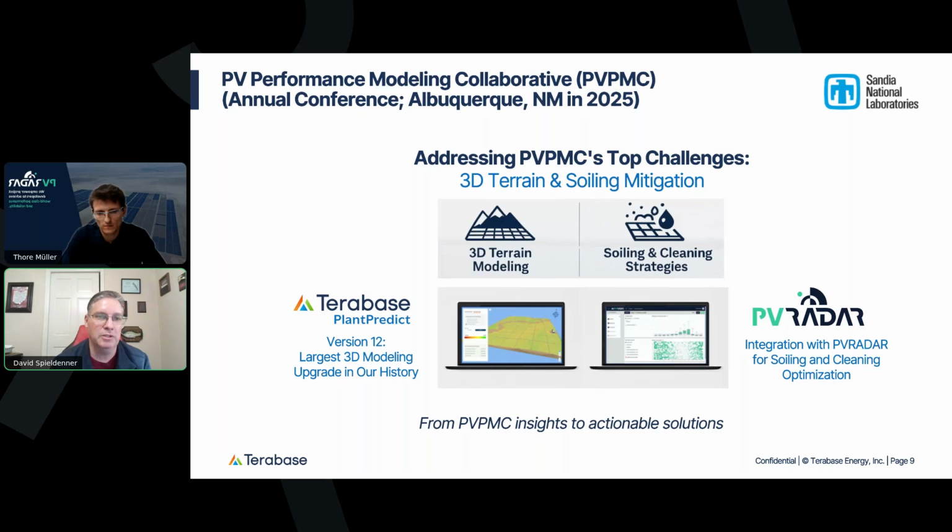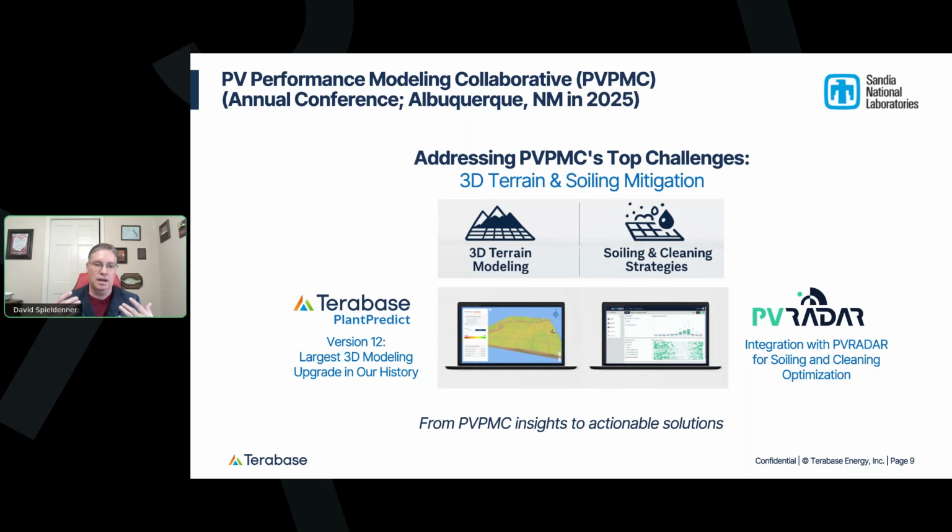This last year it was held in Albuquerque, New Mexico, and during that conference, we talked about what are the main issues that affect the uncertainty of our performance models that we're building in the world of solar development. And it really came down to two things: 3D terrain modeling, so understanding the impacts that terrain is going to have on your power plant. For those of you that attended our version 12 rollout webinar a couple of weeks back, you'll be aware that one of the main things we've been working on over the last 2 years is a 3D modeling capability that allows us to really understand the terrain effects of the power plant on your model.